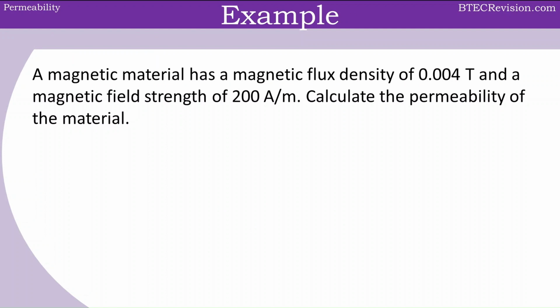Now, let's look at an example. A magnetic material has a magnetic flux density of 0.004 Tesla and a magnetic field strength of 200 amps per meter. Calculate the permeability of the material.